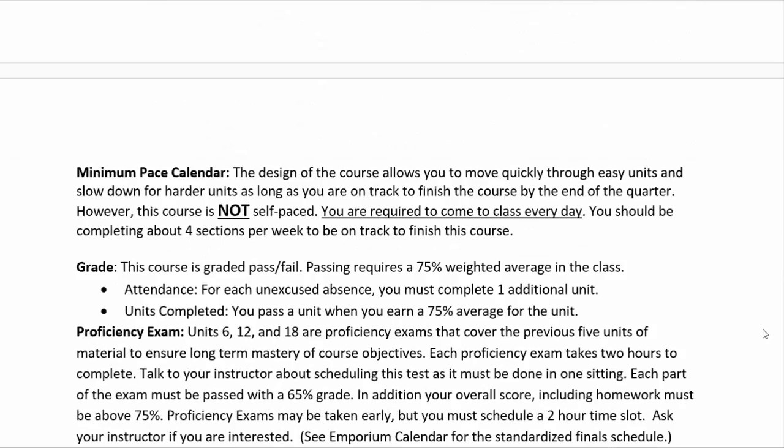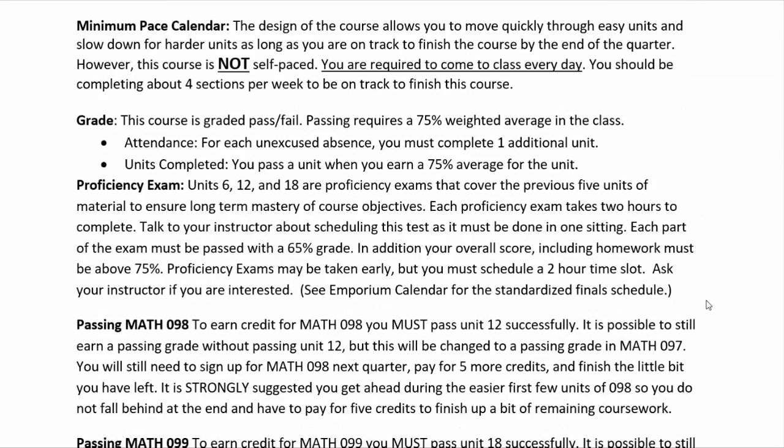Please grab your minimum pace calendar that was handed out to you today. You'll need to review that and see how you can stay on pace to complete the course. This is not a self-paced course. This is a minimum paced course.